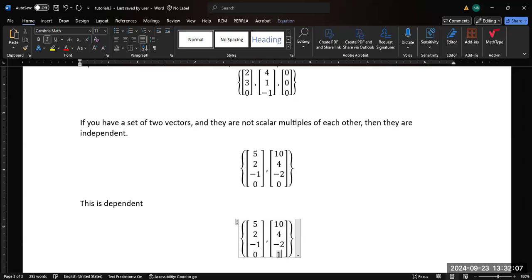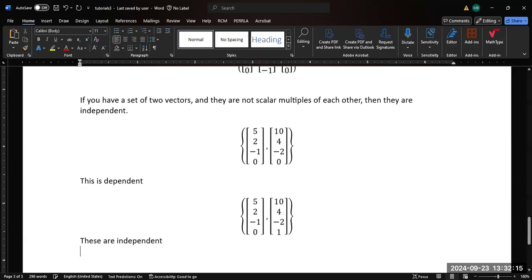If I change one of the components, and now they're not scalar multiples, these are independent. But this only applies, and I cannot stress this enough, when you have only 2 vectors. The minute that you go up to 3 vectors, you can't use this rule anymore.